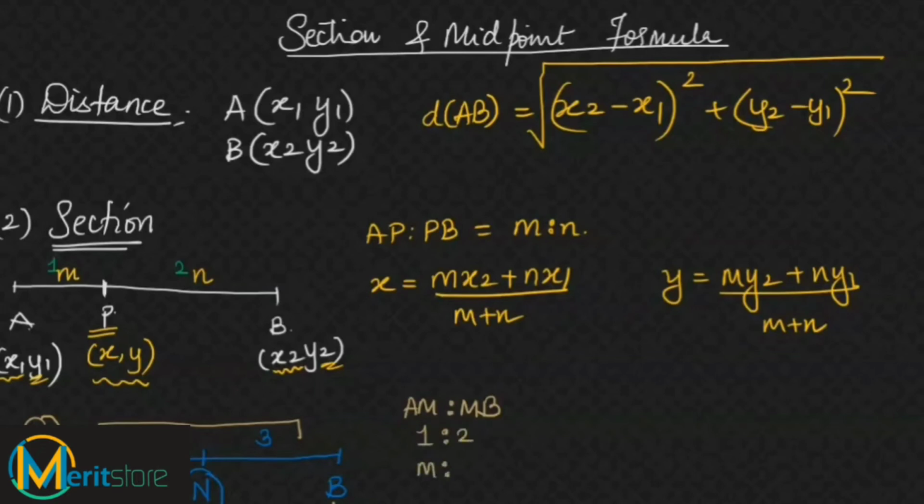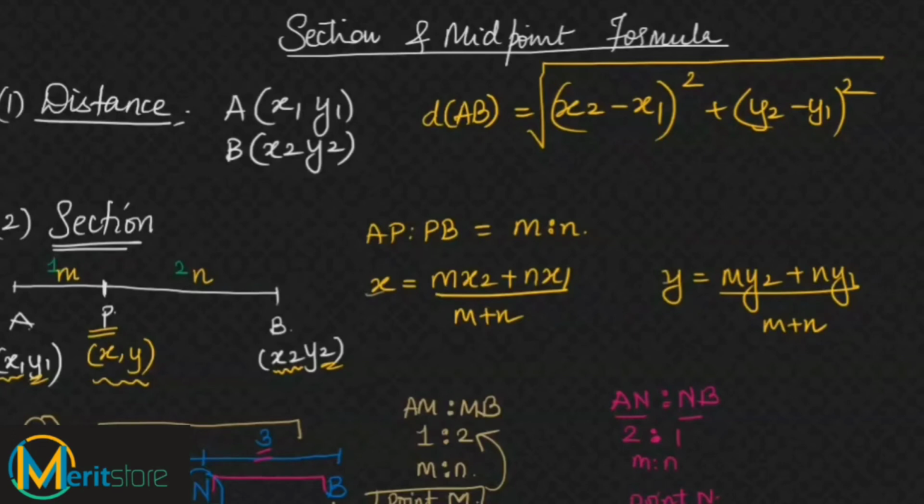So the ratio M is to N for point M will be 1:2. Again, you're going to use the same formula for X and Y and find the coordinates of M. Now, when I look at the N point here, N. Now, N here, AN is getting two parts and NB is getting just one part. So, AN is to NB. So, this is two parts and this is one part. So, the ratio M is to N becomes 2:1 for point N.